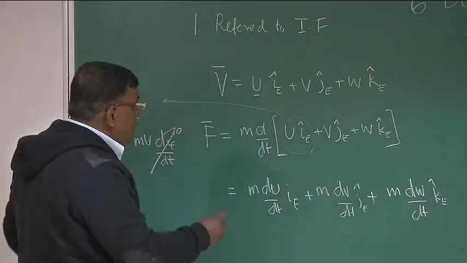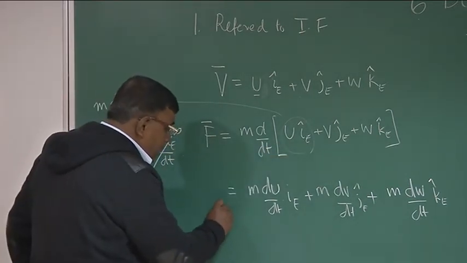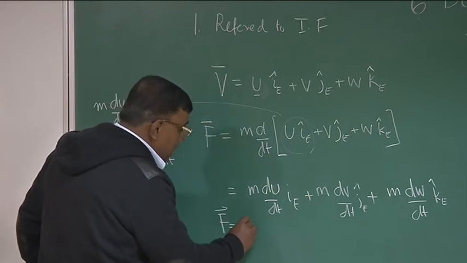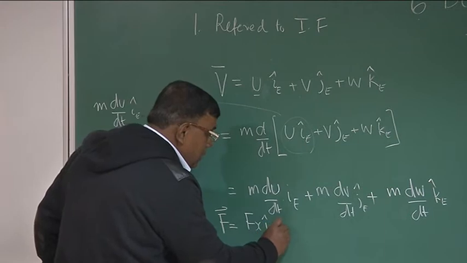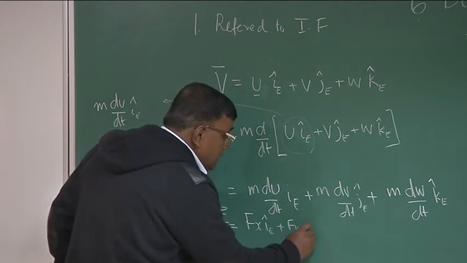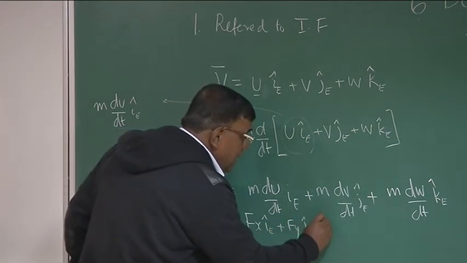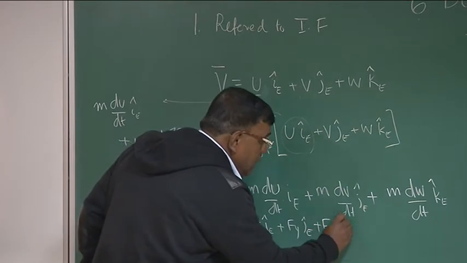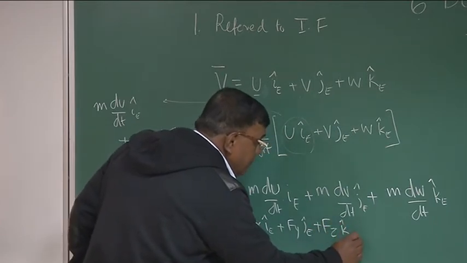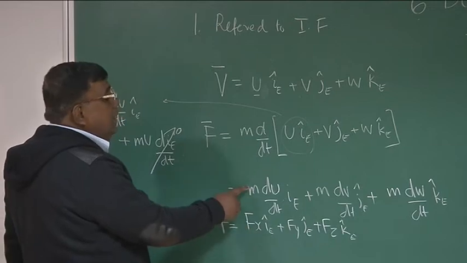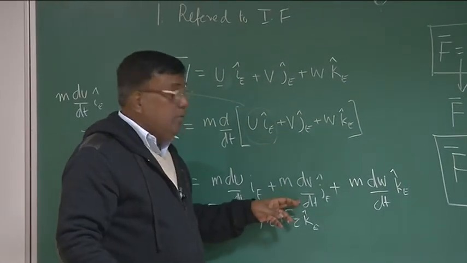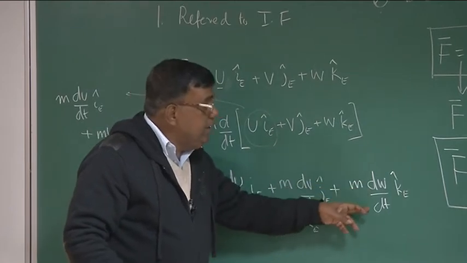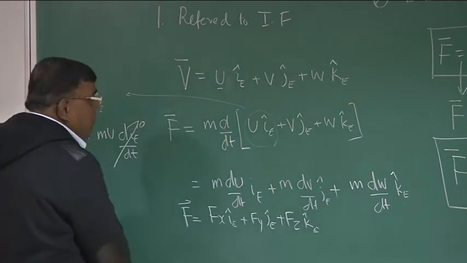From here you can easily see the F vector has Fx iE plus Fy jE plus Fz kE. And what is Fx? Fx is nothing but m du by dt. What is Fy? It is m dv by dt. What is Fz? m dw by dt. Okay, there is no problem on that.